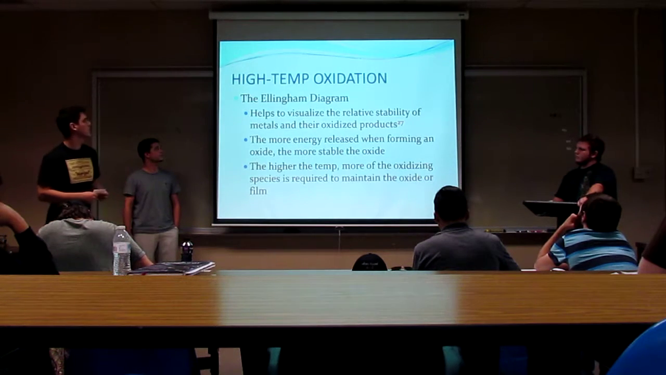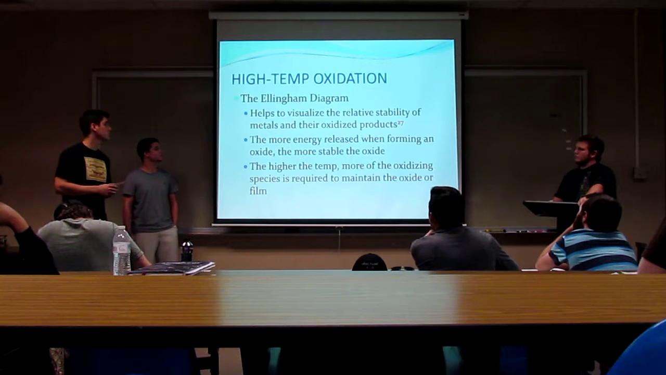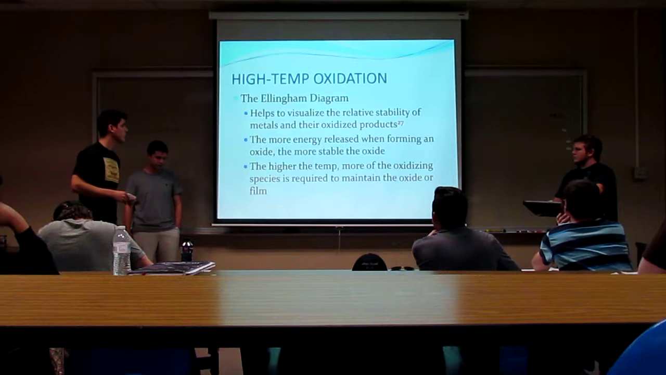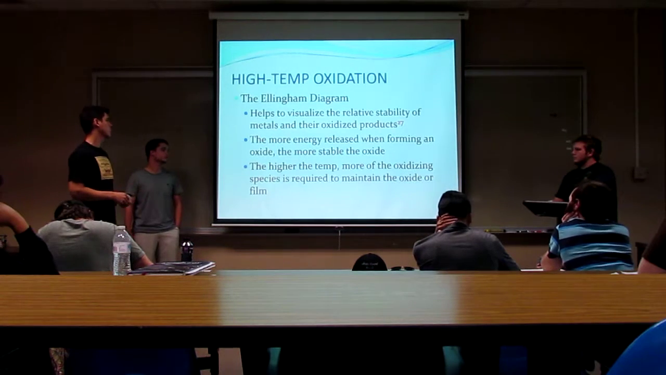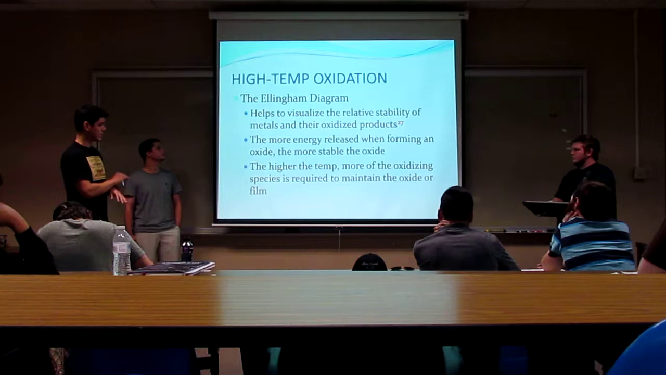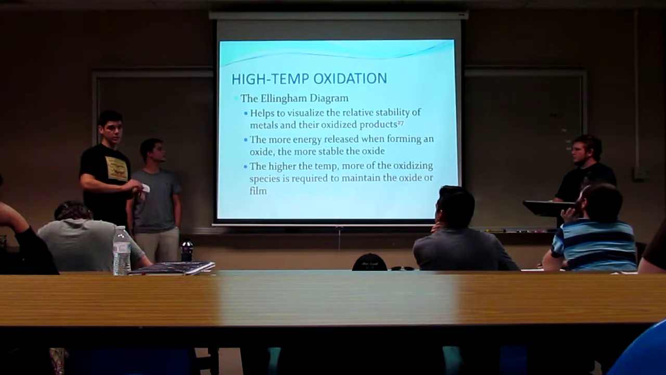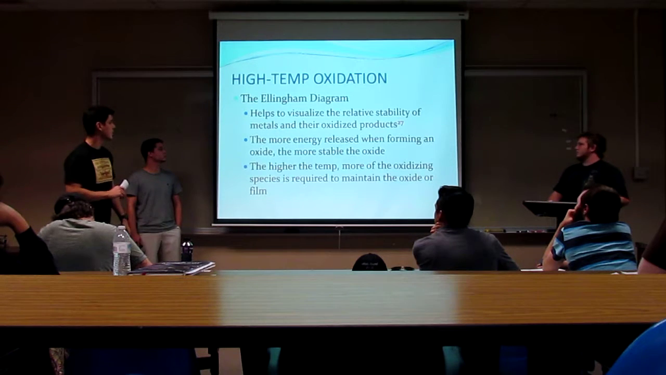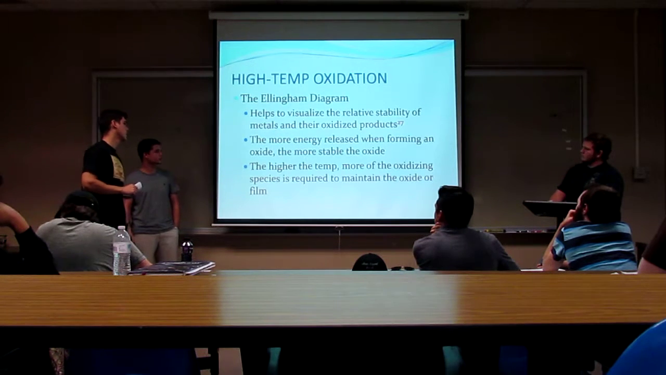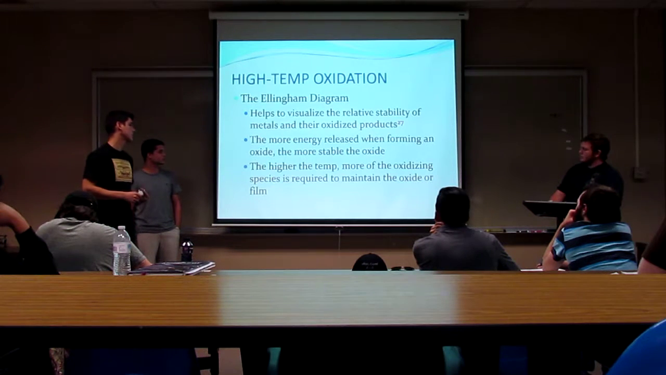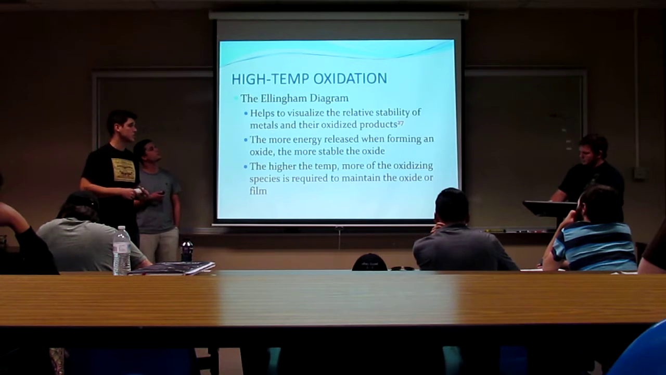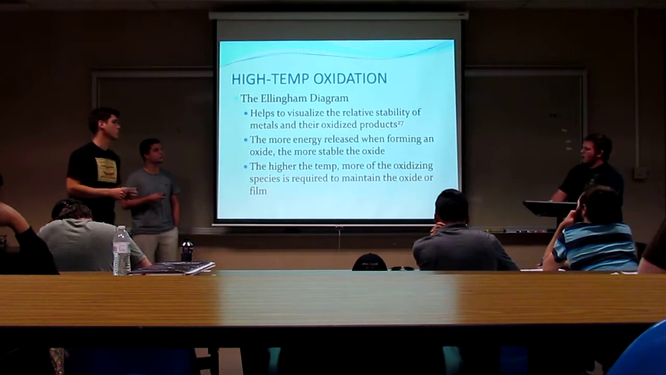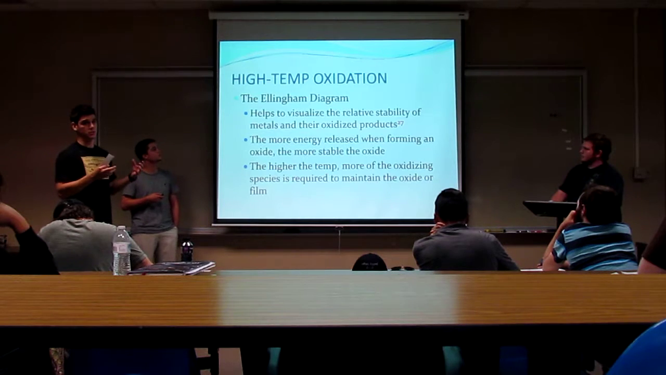The Ellingham diagram helps to visualize the relative stability of metals and their oxidized products. The more energy released when forming the oxide, the more stable the oxide, which means it's not going to grow at a rapid rate. It's going to grow, but at a more constant rate. The higher the temp, the more oxidizing species is required to maintain the oxide film. So the higher the temp, the faster the rate the chemical process is going to take place.